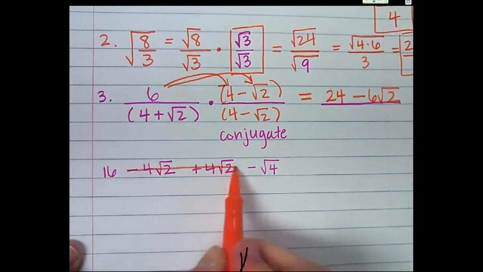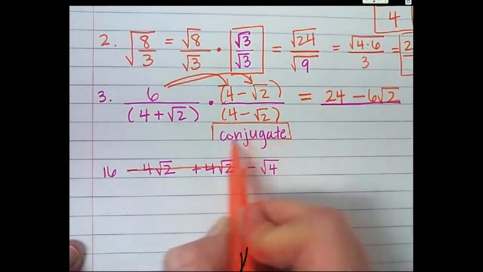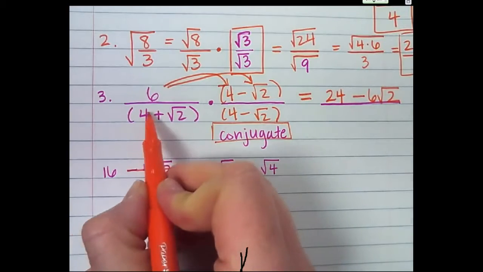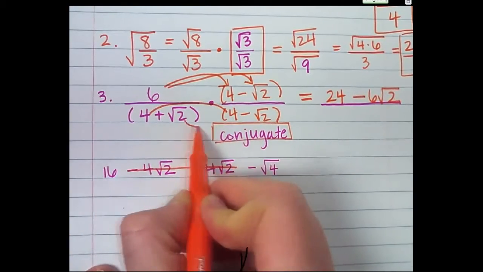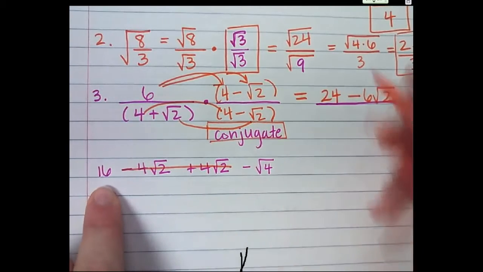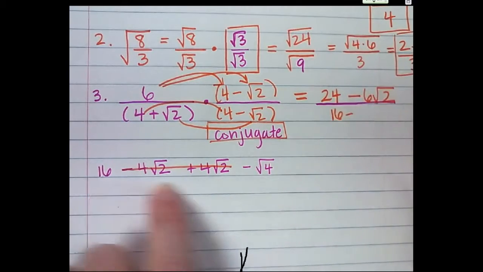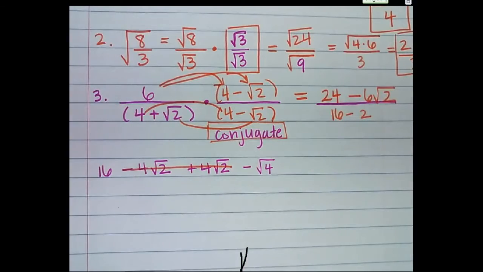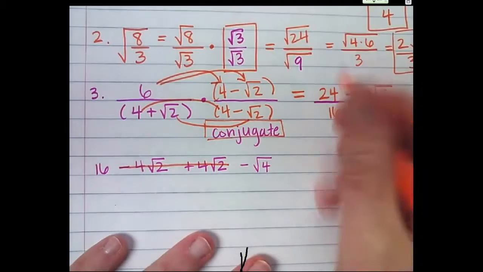They cancel, and that's what's nice about conjugates. When you multiply the 2 binomials together, really we're going to start taking the shortcut of just multiplying the first 2 together and the second 2 together. So here, underneath on the bottom part, I have 16 minus square root of 4, which is 2. So it's only when you multiply conjugates together that you can multiply just the first terms and the second terms. It makes your life a little bit easier.